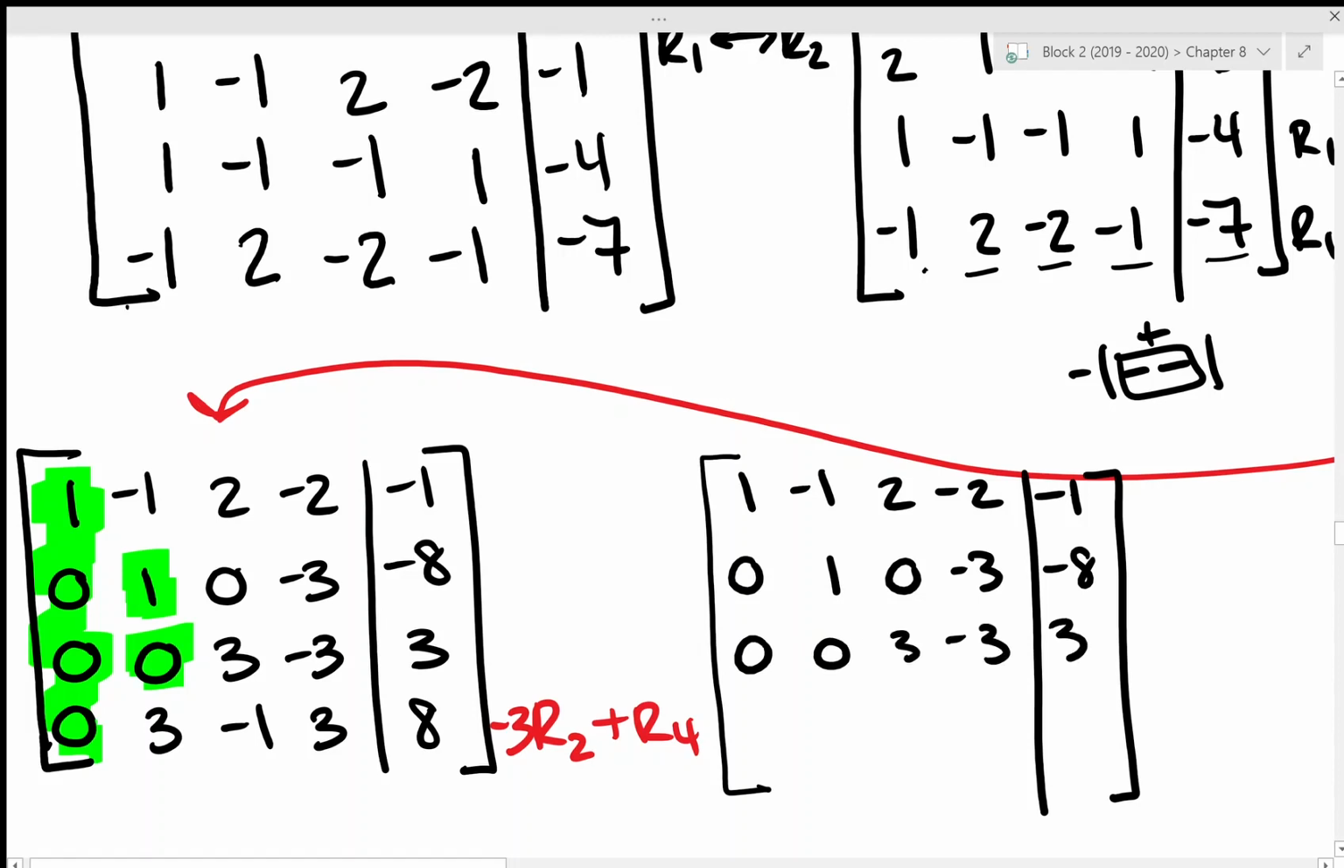And now we finally get to do some math. So 0 times negative 3 is 0, plus 0 is 0. Negative 3 times 1 is negative 3, plus 3 is 0. Negative 3 times 0 is 0, plus negative 1 is negative 1. And then negative 3 times negative 3 is positive 9, plus 3 is 12. And then negative 3 times negative 8 is positive 24, plus 8, we get 32.